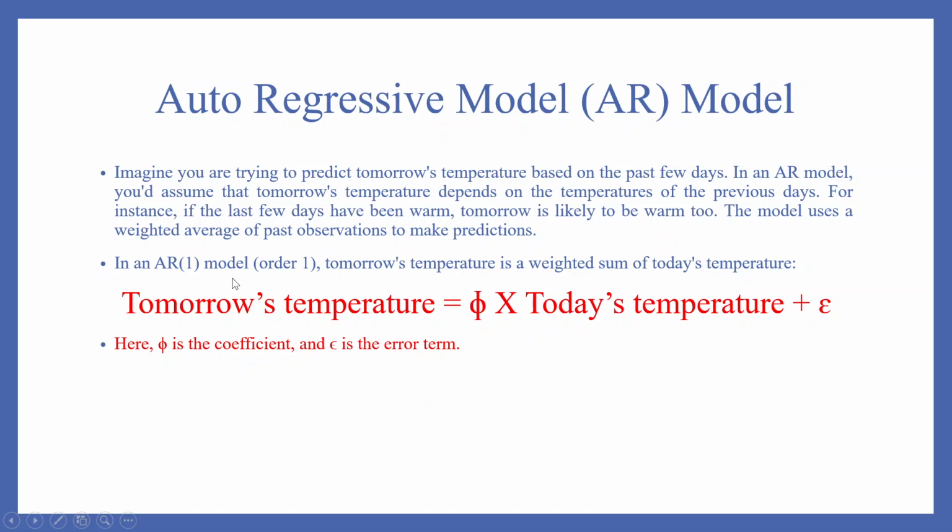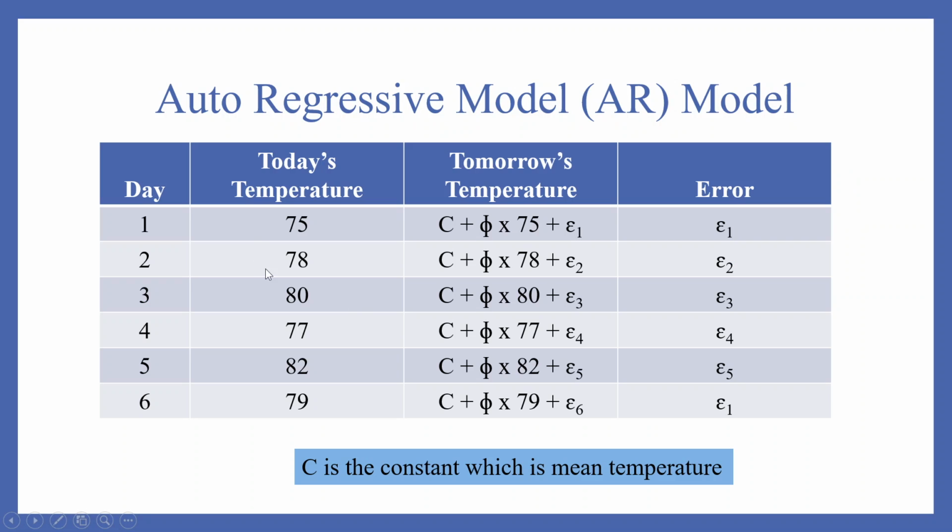In an AR1 model, order 1, tomorrow's temperature is the weighted sum of today's temperature. So tomorrow's temperature is equal to phi into today's temperature plus the error term, which is denoted by epsilon. So here phi is the coefficient and epsilon is the error term. Let's understand the AR model on the same example. How will we calculate tomorrow's temperature?